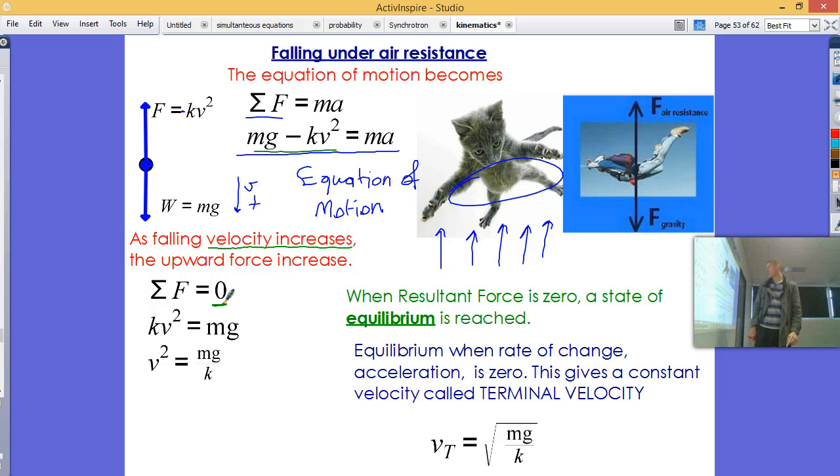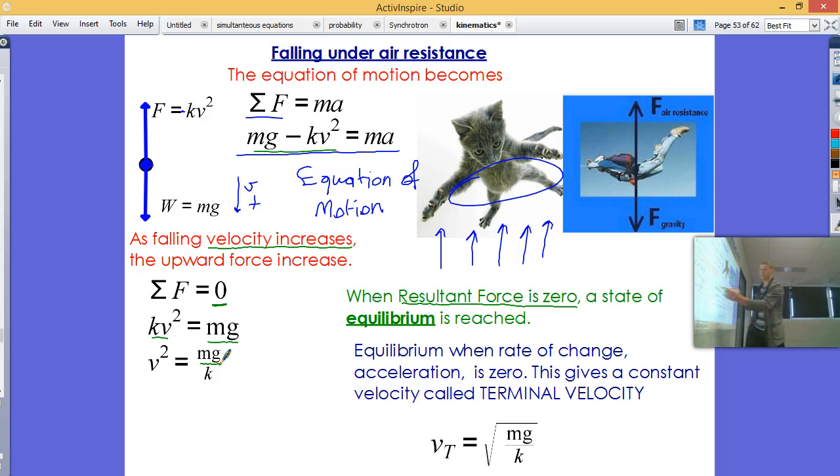We call that an equilibrium. Okay, an equilibrium is reached when the resultant force is zero. And that's an important statement, an important idea behind this type of problem. We're interested to know what is the velocity at this state of equilibrium. So we can see we've got the forces now equate to each other, and v squared is equal to mg on k. Okay, mg on k.